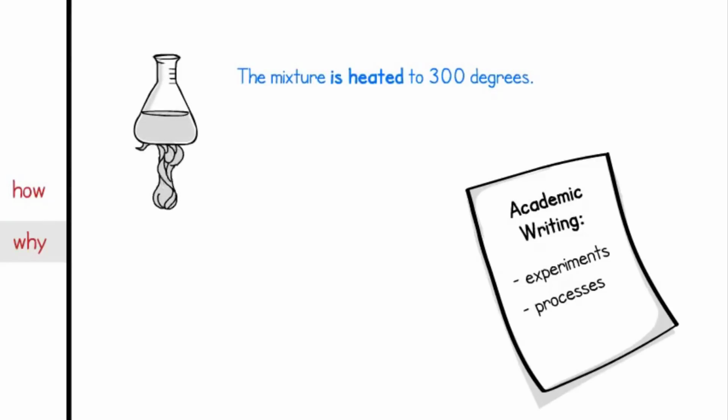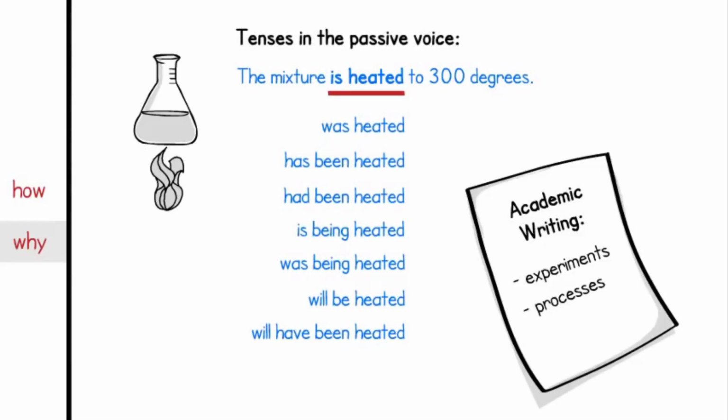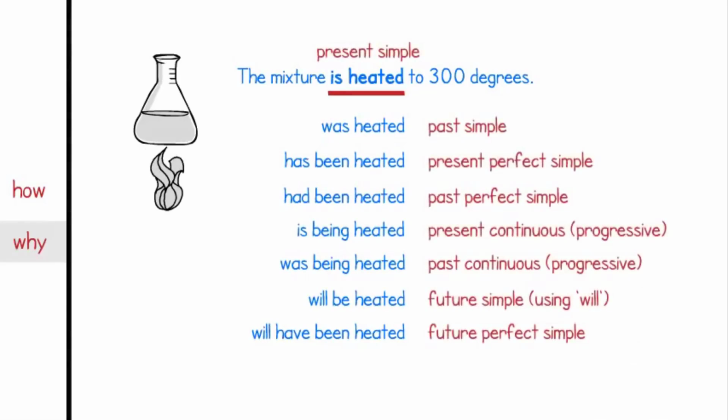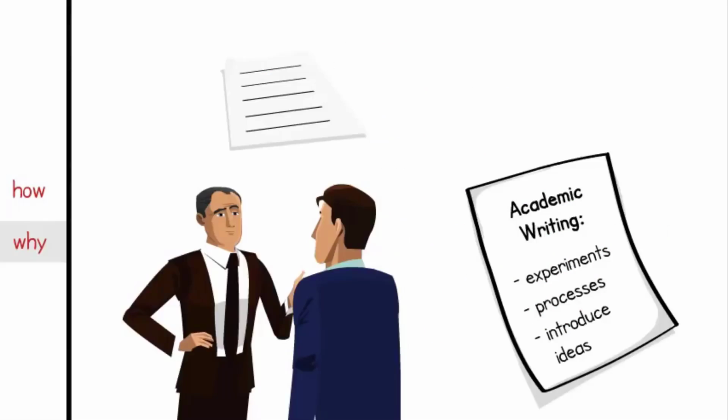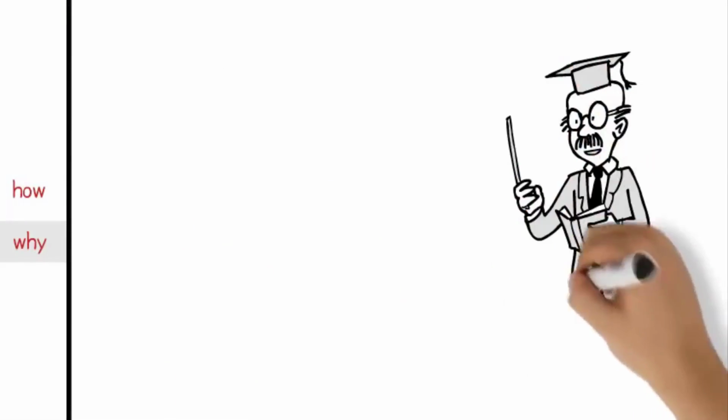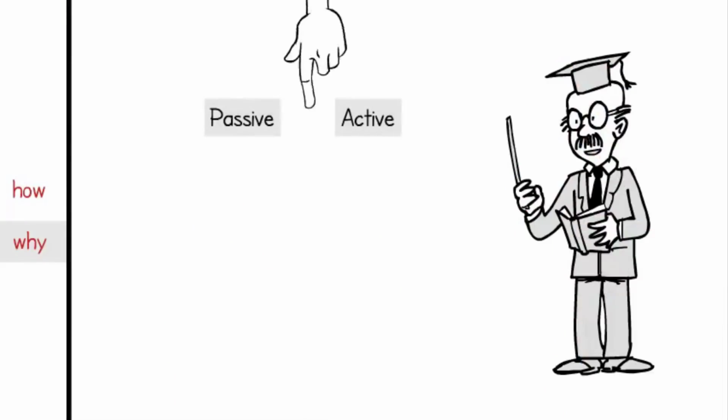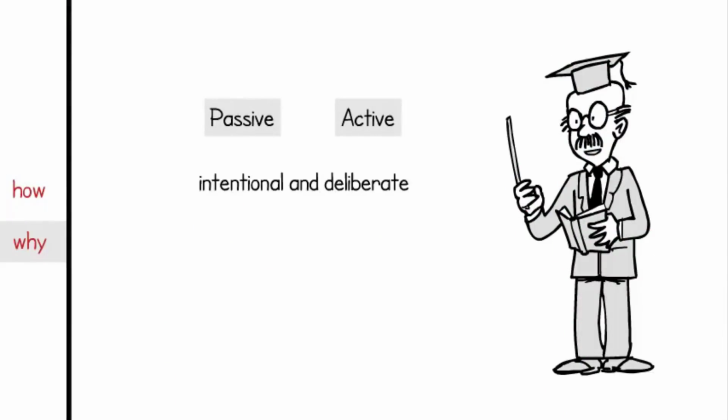Of course, the writer always needs to use the correct tense within the passive sentence, as within active sentences. Can you name the tenses in the examples on the screen? You can pause the video if you need more time. Also remember this guiding principle. Make sure your choice of active or passive voice is intentional and deliberate. That means you know why you are using it to emphasize information and make your meanings clear to the reader.